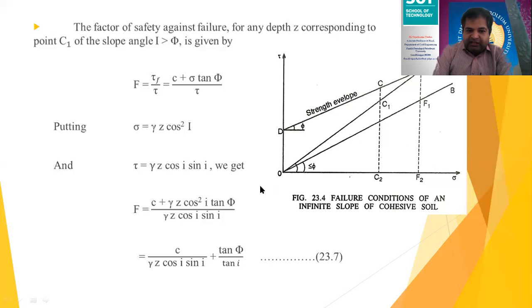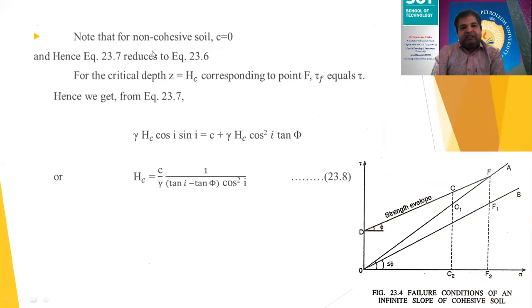So if you put those equations into this equation, then this value of F, which is the factor of safety, will become C plus gamma Z cos square i tan phi upon gamma Z cos i into sin i. If you simplify, the equation takes this particular form. Note that since cohesionless soil is there, if you put C equal to 0, then the equation forms the previous equation we have seen in the case of cohesionless soil. Very simple. However, we are discussing the case of cohesive soil.